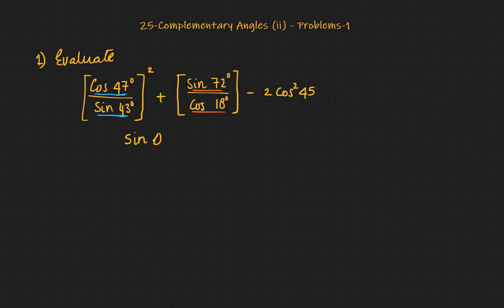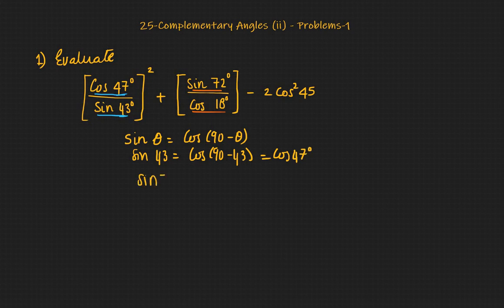And the interrelationship is typically something like this. Since sine of theta is cos of 90 minus theta, we know that sine of 43 would be cos of 90 minus 43. That's cos 47. And similarly, sine of 72 degrees would be equal to cos of 90 minus 72. That will be cos 18 degrees. So we can substitute it in our equation, since sine 43 is cos 47.